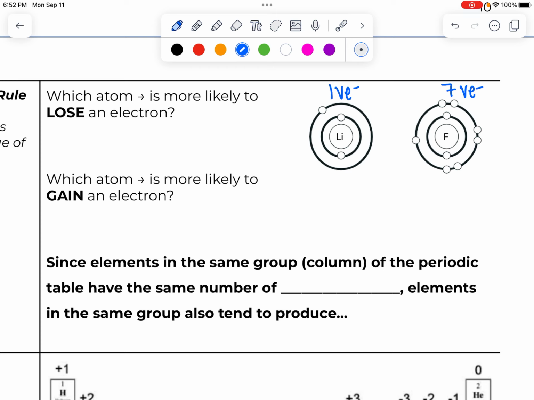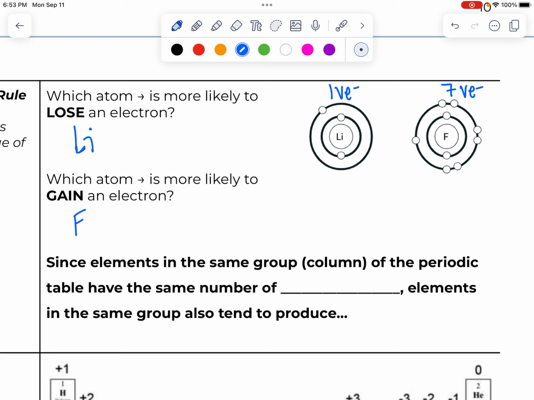Instead of losing, lithium would have to gain 7. That's way harder to do. That's so many electrons. So lithium is definitely more likely to lose. Why? It's more likely to lose because it has fewer valence electrons. The general rule is if you have less than 4 valence electrons, you're more likely to lose. More than 4, you're more likely to gain. If you have exactly 4, you're halfway in the middle. We'll talk about what that means in Unit 3. So which atom is more likely to gain? Fluorine. It's way easier. It's close to being filled by just gaining one more little electron into that valence shell.